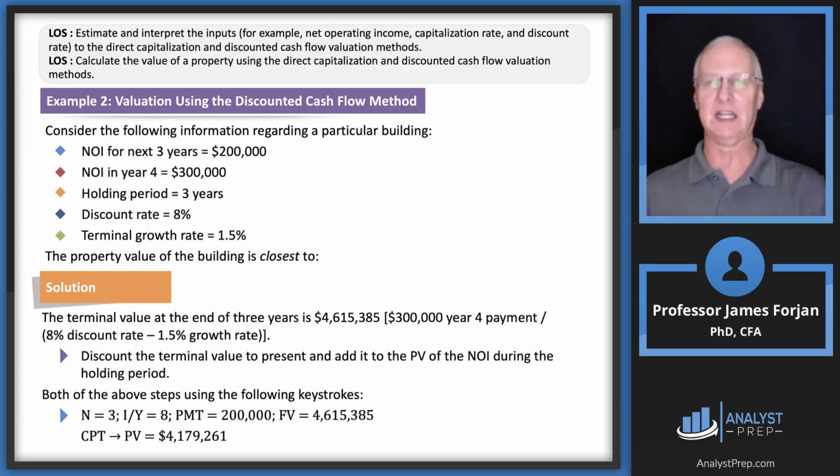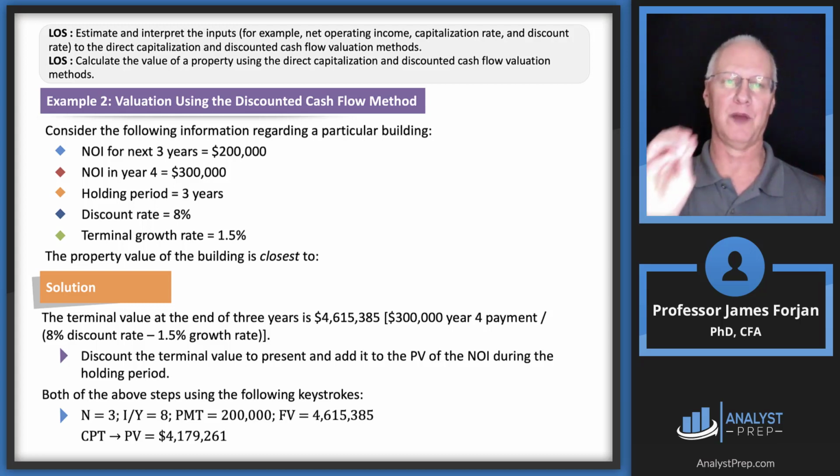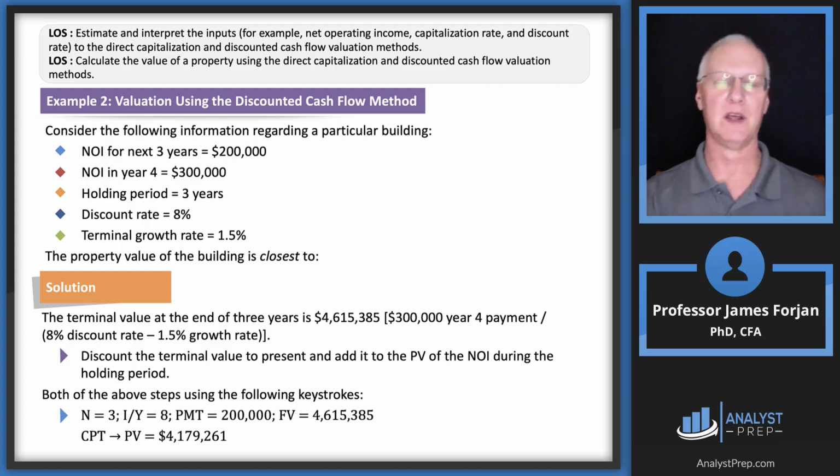And it depends, at least in this case, that we're expecting that net operating income to increase in value from 200 to 300 in year 3 to 4. Imagine a problem where you went from 200 maybe to 210 or 225. And so in that intermediate solution, you're going to get a number that's way less than the 4.6 million.